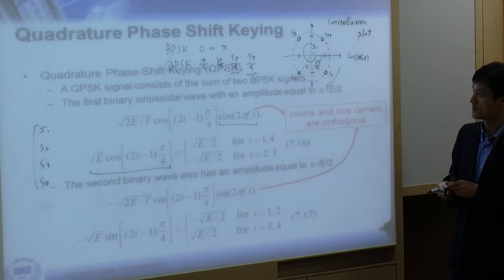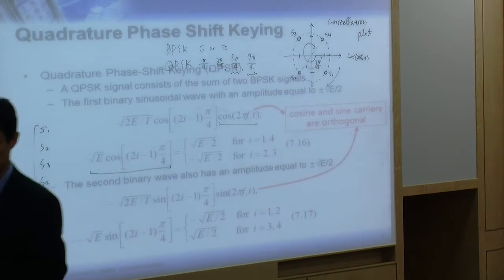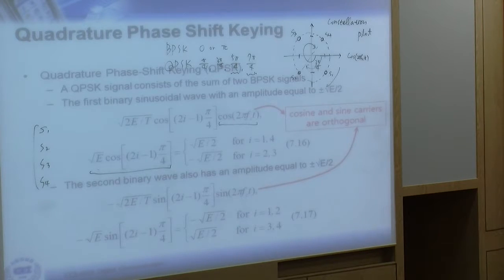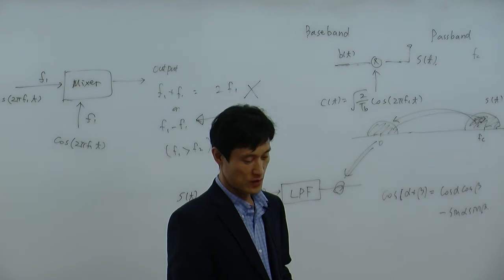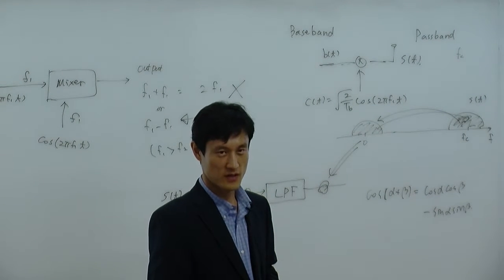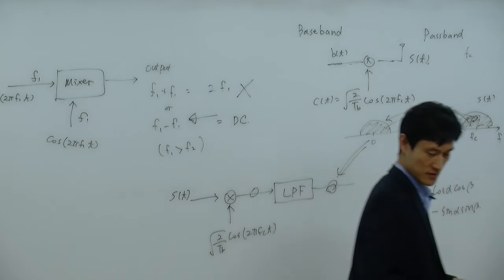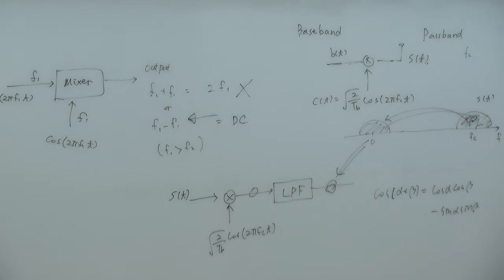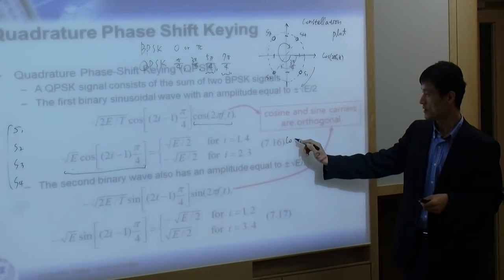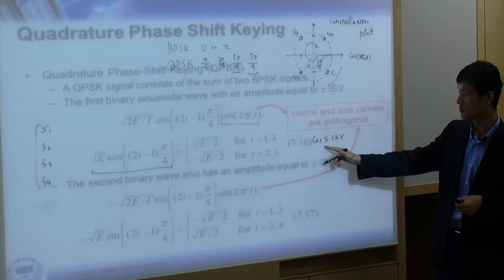How do you know? How do you check that cosine and sine are orthogonal? You take the product and do what? Integration. You're going to get 0. Is it really true? Let's do that. Cosine x, sine x. You multiply these two.